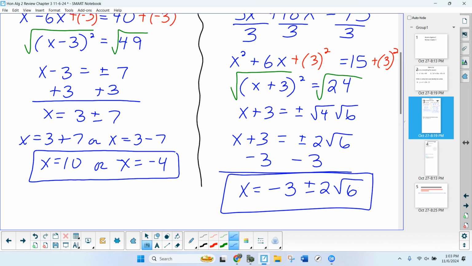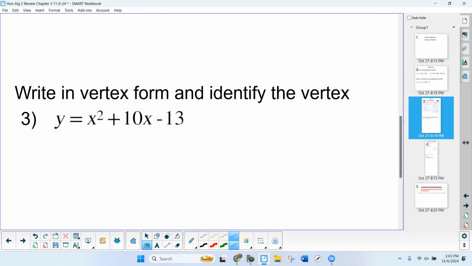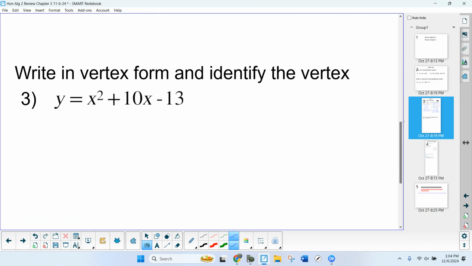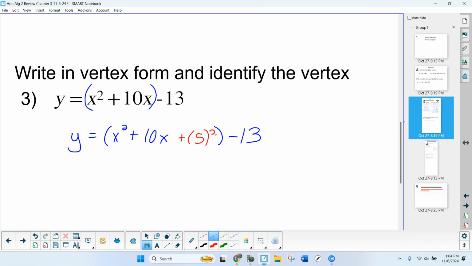All right. The last one. Write it in vertex form. Okay. I was kind to you. Because a is what? 1. So you just group these two together. So I've got y equals x squared plus 10x, leave a little space, minus 13. Take half of what number? What's half of 10? And you're going to add 5 squared. Now, whatever you add to one side, add to the other.